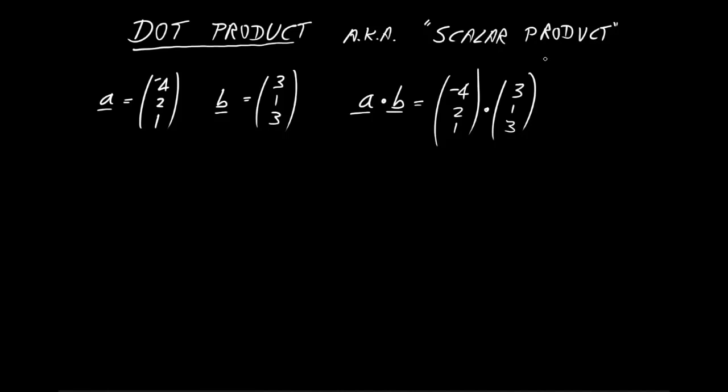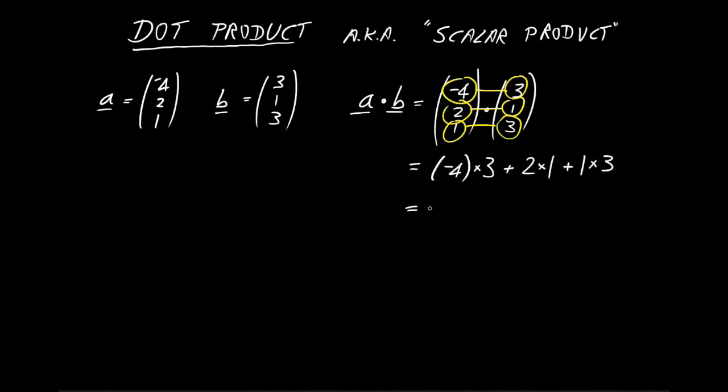So we're going to multiply the first component, minus 4, by 3, and then add that to the second component 2 multiplied by its opposite number 1, and finally the third components 1 and 3. So that's minus 4 times 3 added on to 2 times 1 added on to 1 times 3. So minus 12 plus 2 plus 3, that's going to be minus 7. Alright, there's the dot product worked out.